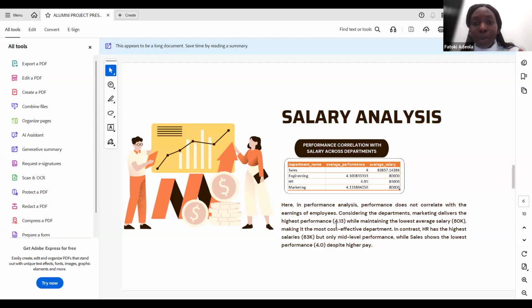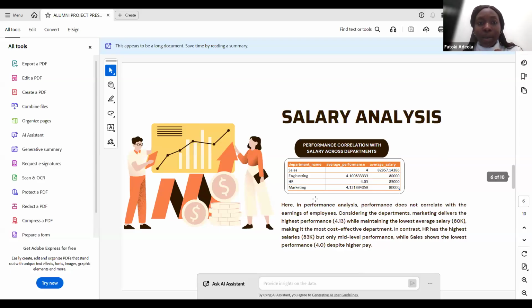So I'm going to show you how I was able to come about this analysis. What you have just seen is the outcome. You need to see what happened in the background, how I was able to come about this. I think I'm sharing one screen, so I will just share my entire screen.